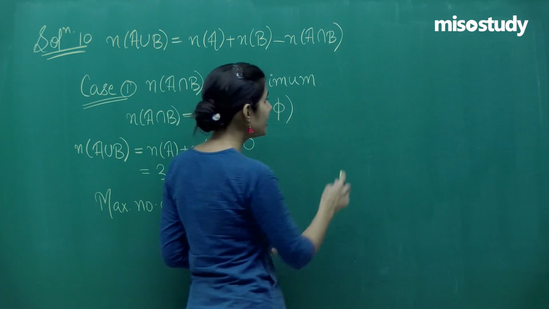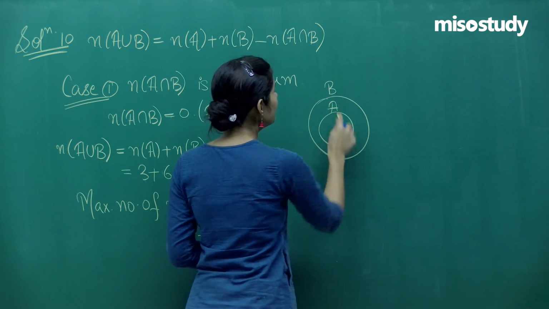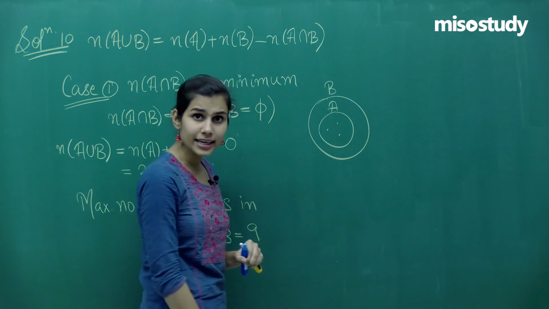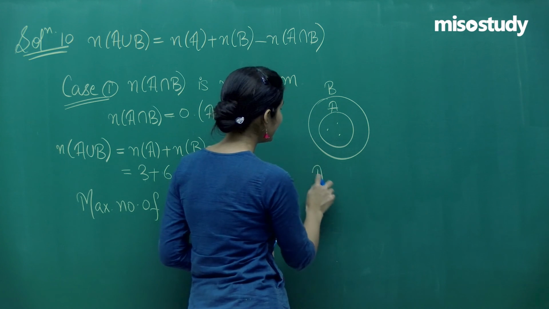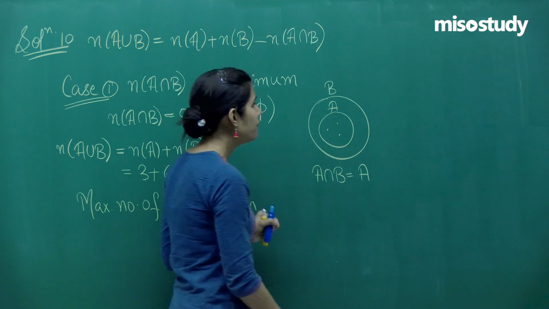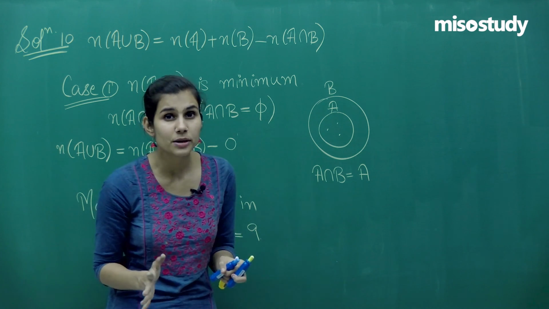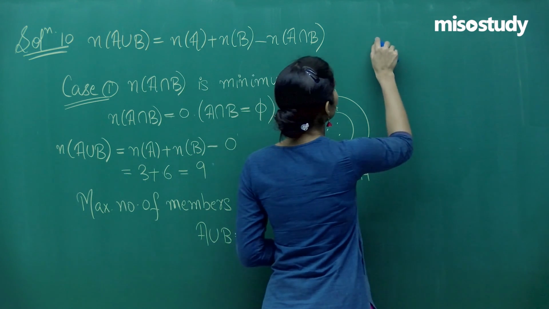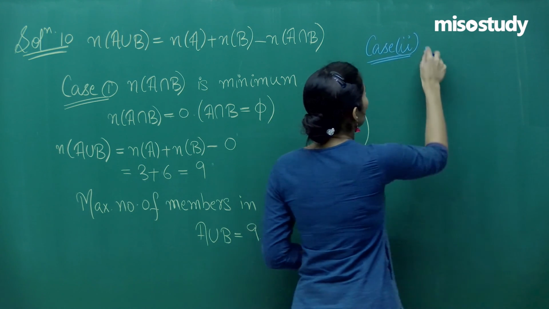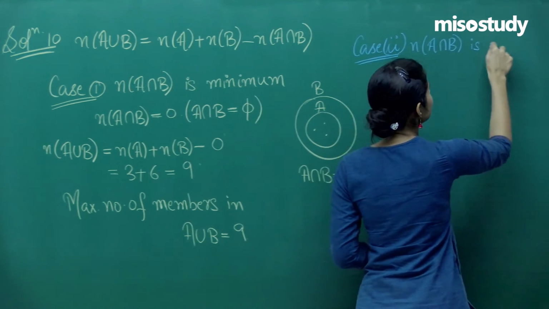What will the scenario be then? In that case, this will be my B and this will be my A. All the 3 members of A will come inside B only. In that case, A intersection B will turn out to be A. And therefore, in this particular case, my number of A intersection B will be maximum, which is 3. So I come to case 2, when the number of members in A intersection B is maximum.